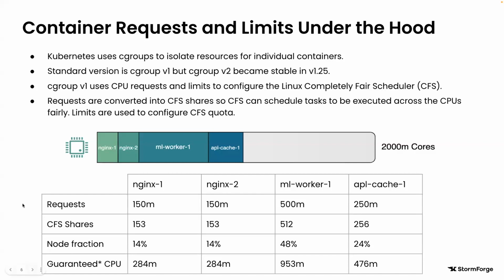I have a worked example here. The idea is you have a node with 2000 millicores. You have 4 different containers running on it with different requests. The requests for the 4 containers are 150 millicores, 150 millicores. The machine learning takes a lot more compute, so it's 500, and the cache takes 250. So then the CFS shares, it takes the millicores and multiplies it by 1024. So they look very similar to what the requests are in millicores.